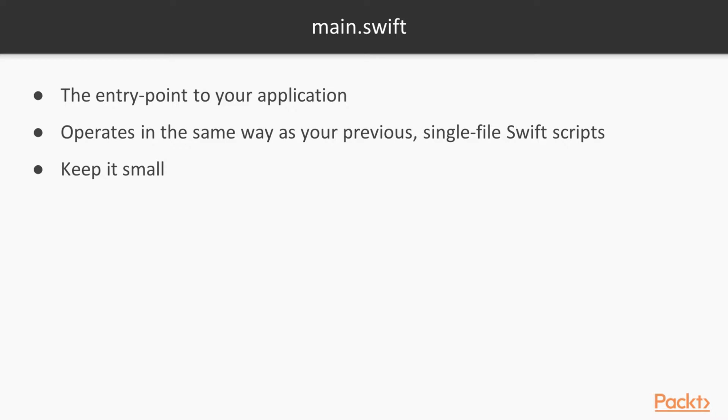Before we begin, let's highlight one essential file that must exist in all Swift projects. Main.swift is the entry point to your application and contains the code that executes it. It functions in the same way as the single file Swift scripts you've been writing up until now, executing from top to bottom. This is also where you will define your run loop. A quick piece of design advice is always to keep this file small. It should only be the entry point to the rest of your code.